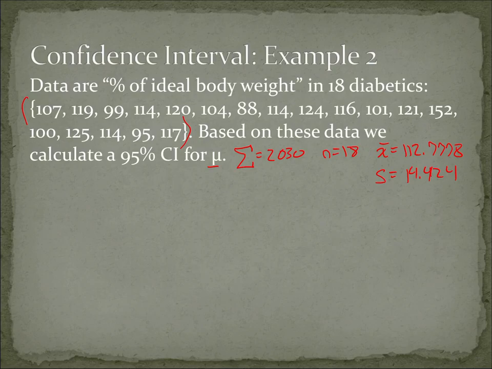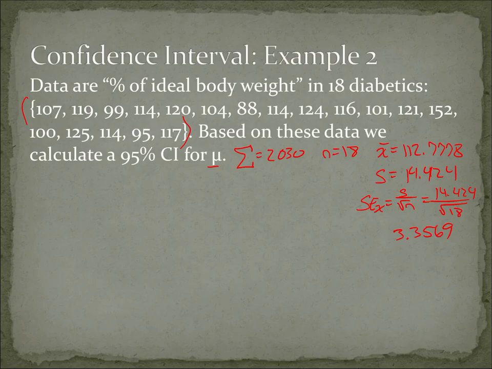Okay, so we know our confidence interval. We're going to have to calculate the standard error of x, so we can kind of do that now to get it out of the way. So remember, our standard error of x is going to equal our standard deviation over the square root of n. It's equal to 14.424 divided by the square root of 18. You get a value of 3.3569.